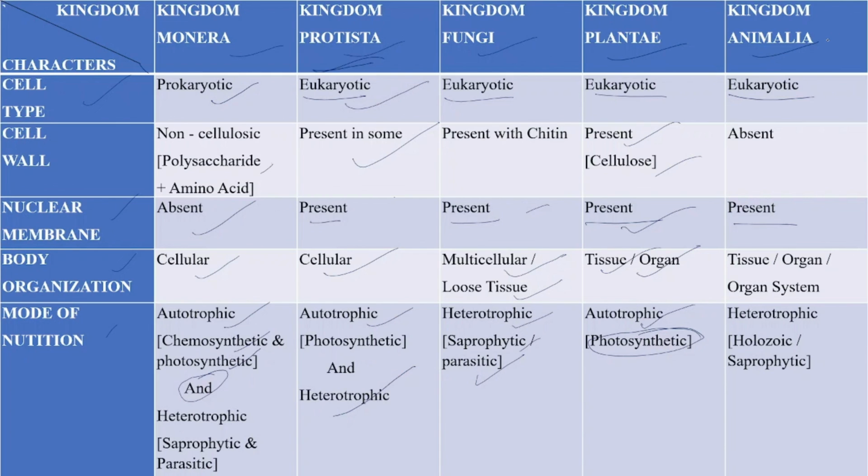Then comes kingdom Animalia. The cell type is eukaryotic. Cell wall is absent. Yes, obviously. And nuclear membrane is present. We have a well developed nucleus. Body organization, tissue level, organ level and organ system level. Mode of nutrition is heterotrophic. We are dependent on others. Animals are always dependent on others. They cannot make their food on their own. So this is all about the five kingdom classification given by R.H. Whittaker.